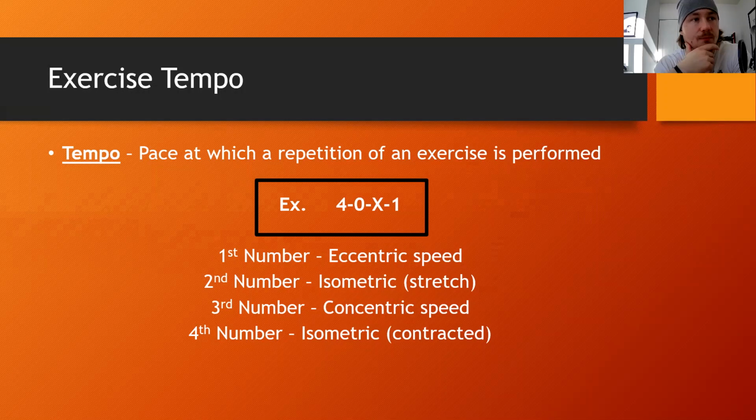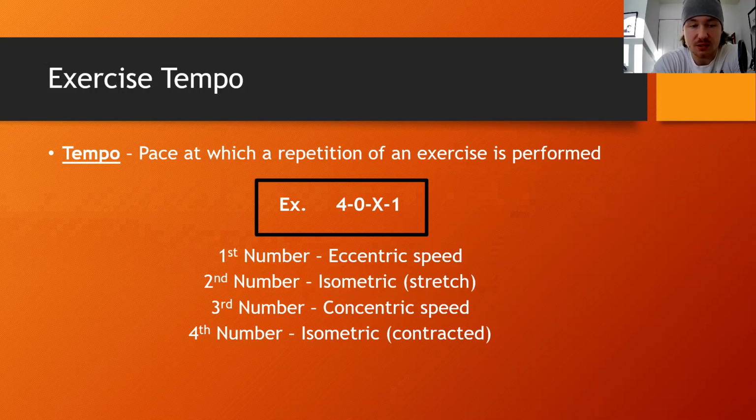Let's say something like a lat pulldown, or even a chin-up. Let's say you do a 4-second eccentric, you get to the bottom position. I may change the number to 2, so 4-2-X-1. That just means you hold the stretch position for 2 seconds before performing another repetition.